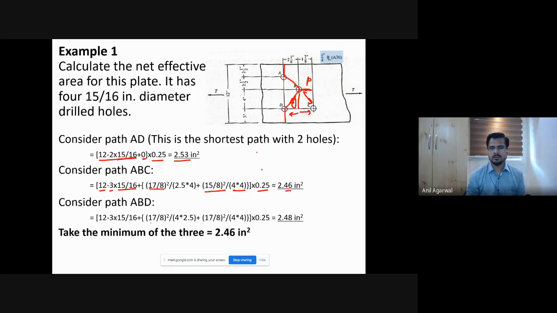So this time we do 17/8 of an inch for 2.5. This is for part AB. And for BD, you use this one, P square by 4G. And this one is larger, and therefore your net area turns out to be larger. So as a result, your net area is governed by ABC, 2.46 inches square.